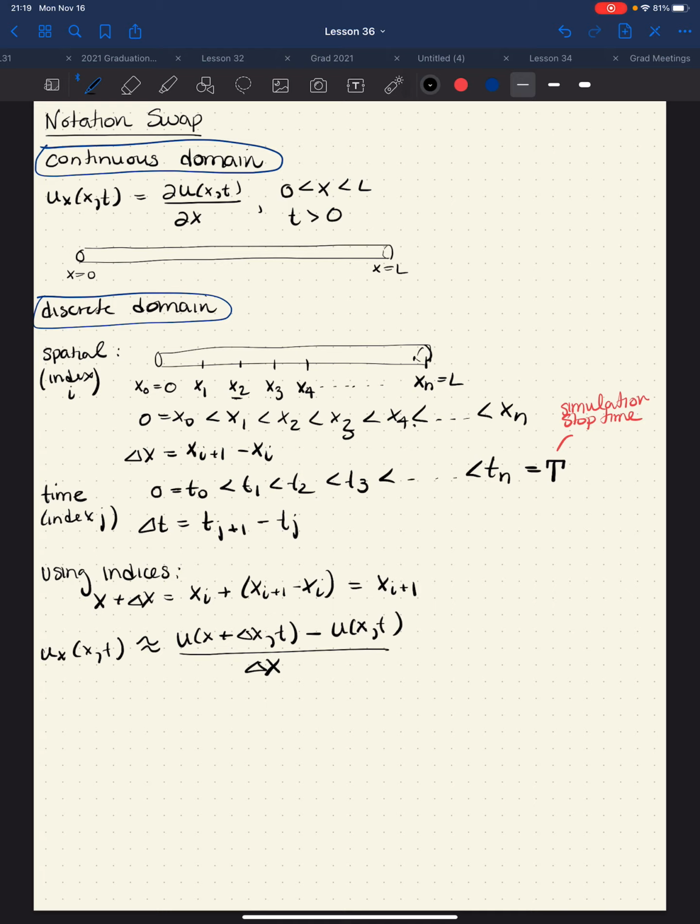Now, I'm leaving the delta x as is and not writing it as x sub i plus 1 minus x sub i because the delta x is usually given. It's almost always given, at least at this level. And so this delta x right here is actually going to be a number. This is a given in the problem, as is the simulation stop time, for that matter.